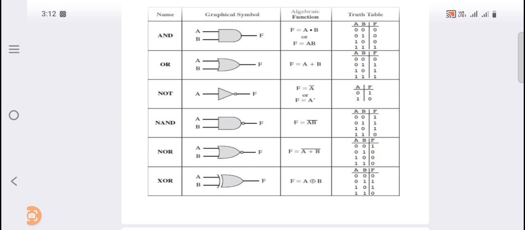Especially universal gates: NAND gate and NOR gate are known as universal logic gates because any logic gate, AND, OR or NOT, can be constructed using only NAND gates or only NOR gates.